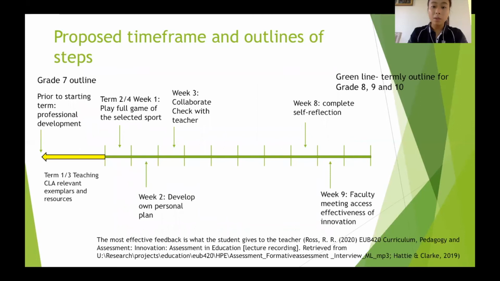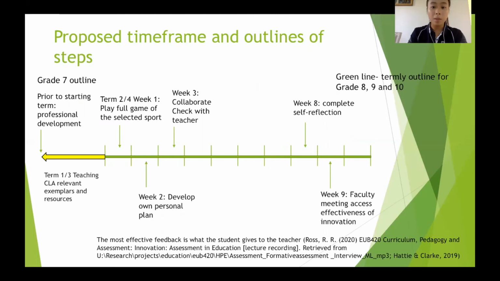To roll out my innovation will take 4 years in total. During the first semester, I'll be trialing my innovation with my own grade 7 class. The first term will be devoted to teaching the CLA and providing relevant exemplars and any necessary resources and templates. In term 2, the students will develop their own personal plans to address their own particular weaknesses.